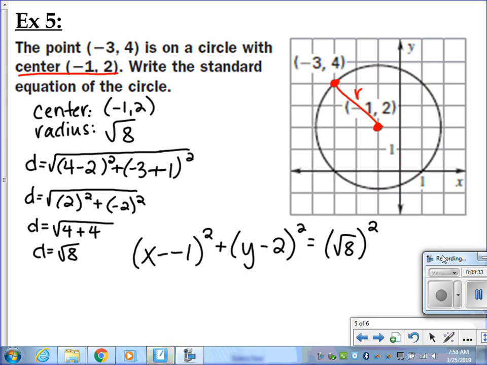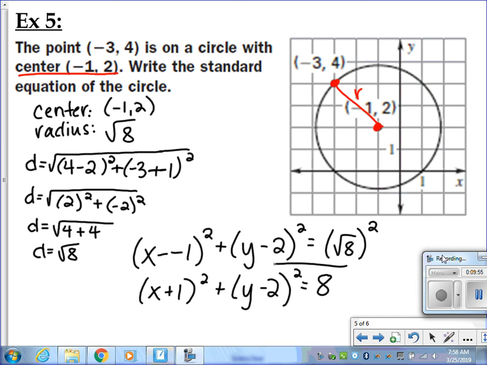X minus negative 1 is really addition. Y minus 2 just stays the same. And when you square the square root of 8, you're going to have square root of 8 times another square root of 8, which is square root of 64, which just turns into 8. So this is actually your final answer.